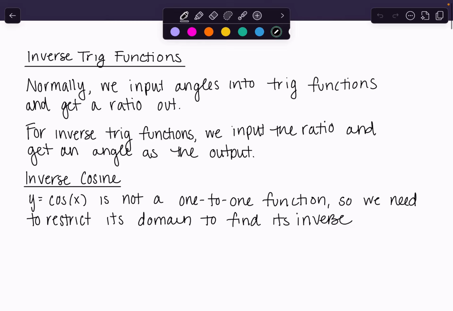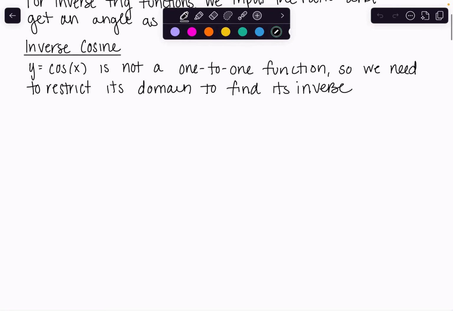So we're going to start with the inverse cosine function because that one tends to be the easier to think about. And then we'll go through sine and tangent. And then really the other inverse trig functions follow in a similar way. But again, you always can relate these to reciprocal functions. So if we think about y equals cosine of x, it is not a one-to-one function. So what we're going to have to do is restrict its domain to find an inverse.